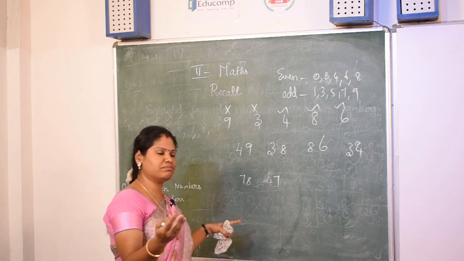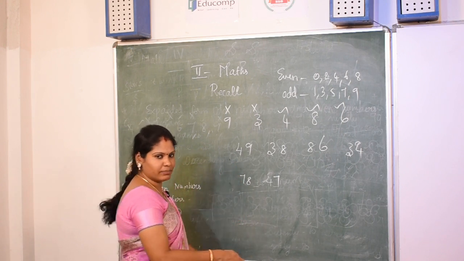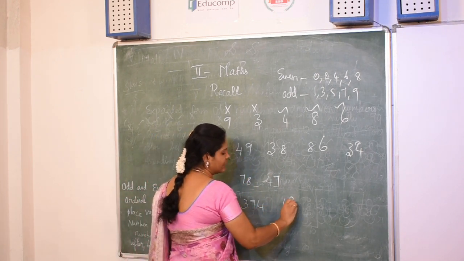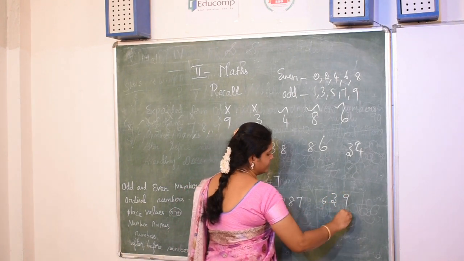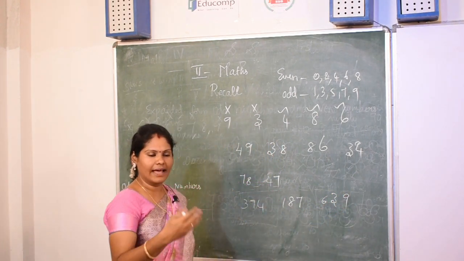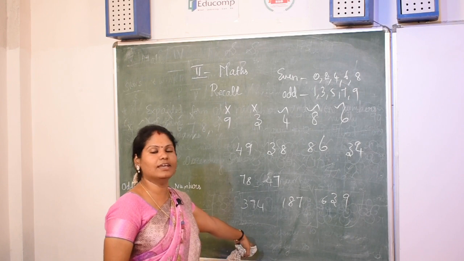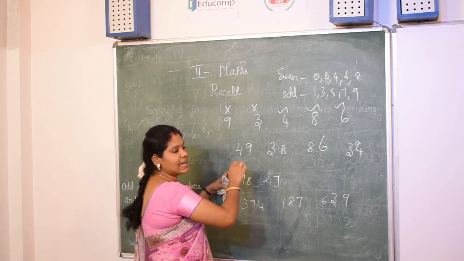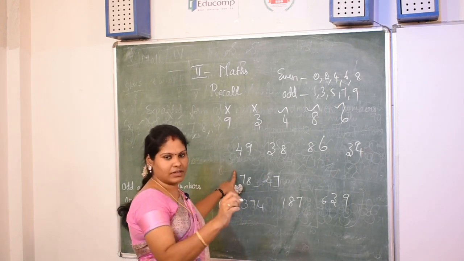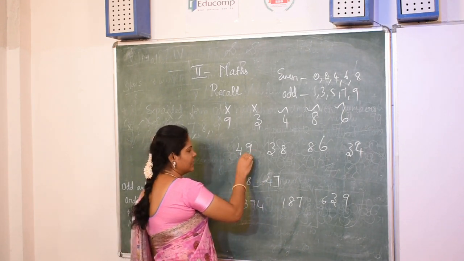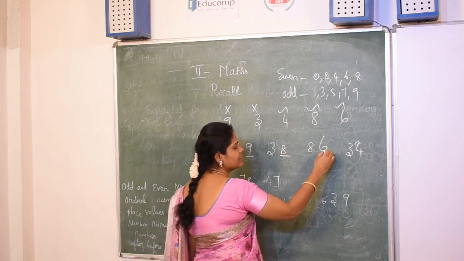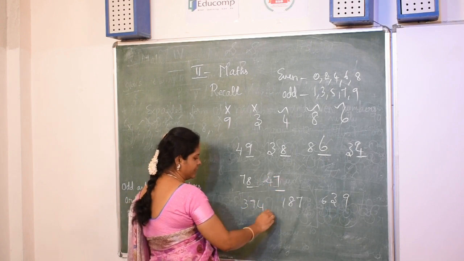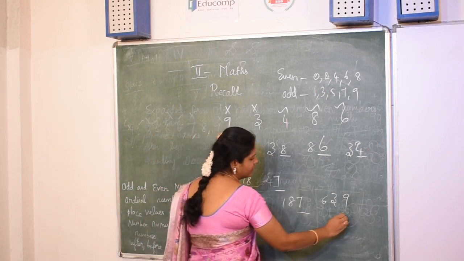Not only for 2-digit numbers, if it is given as a 3-digit number, like 394, 187, 639, we can easily find out the odd and even numbers, even for lakhs and hundreds. The simple thing you are going to do is underline the last digit of the given number. Here what is the last digit? Here 9, here 8, here 6, here 4, here 8, here 7, here 4, here 7, here 3.